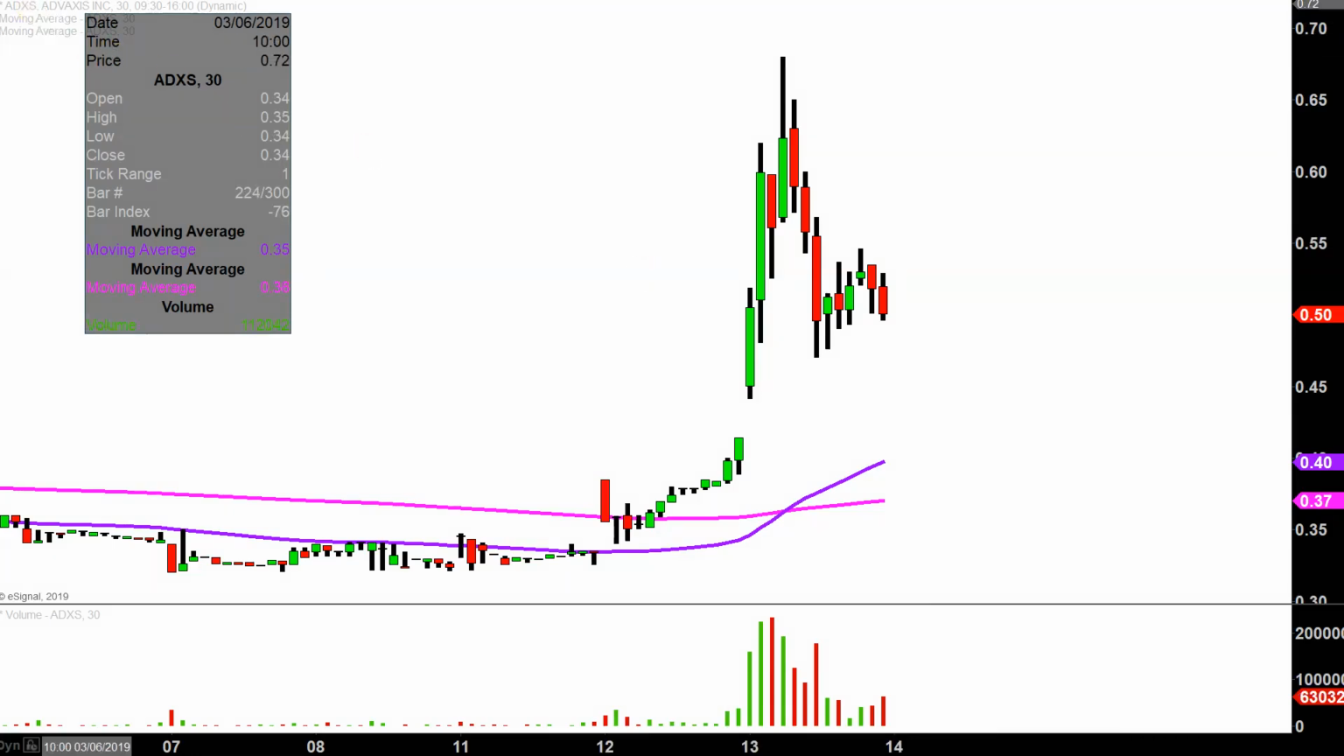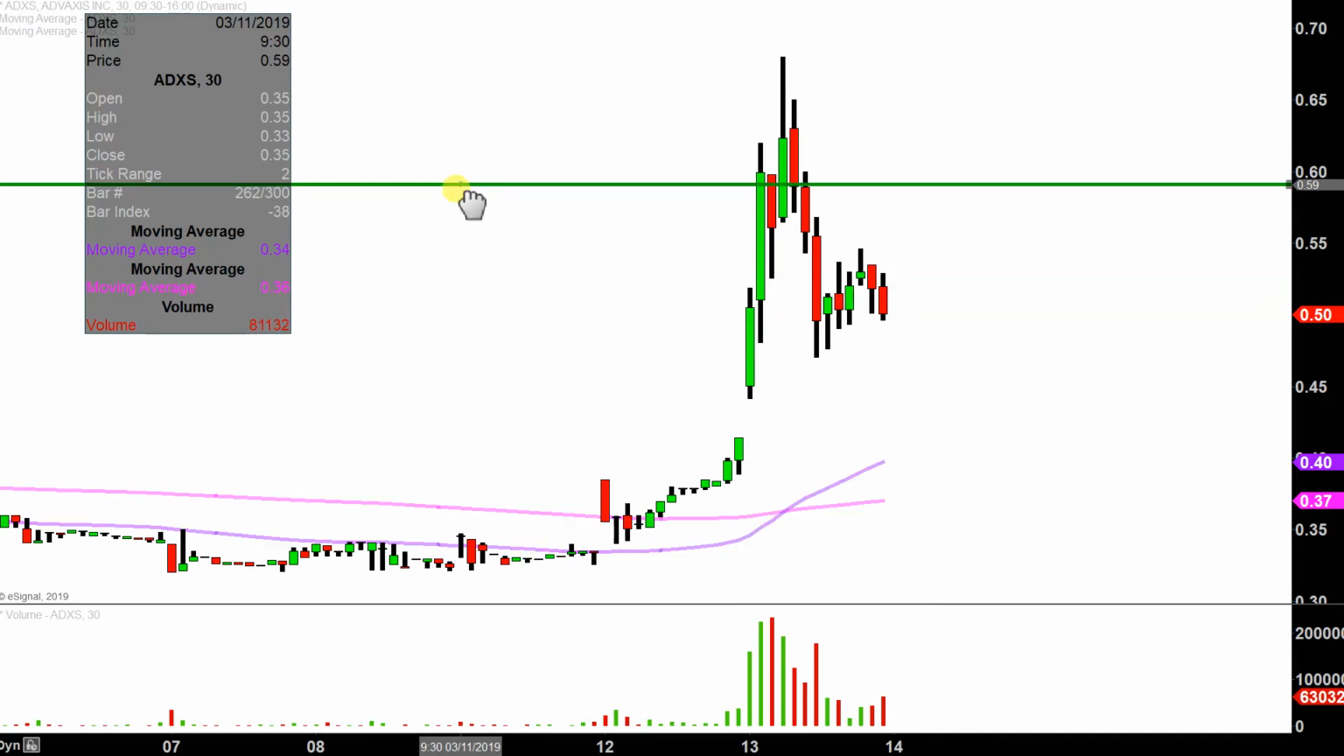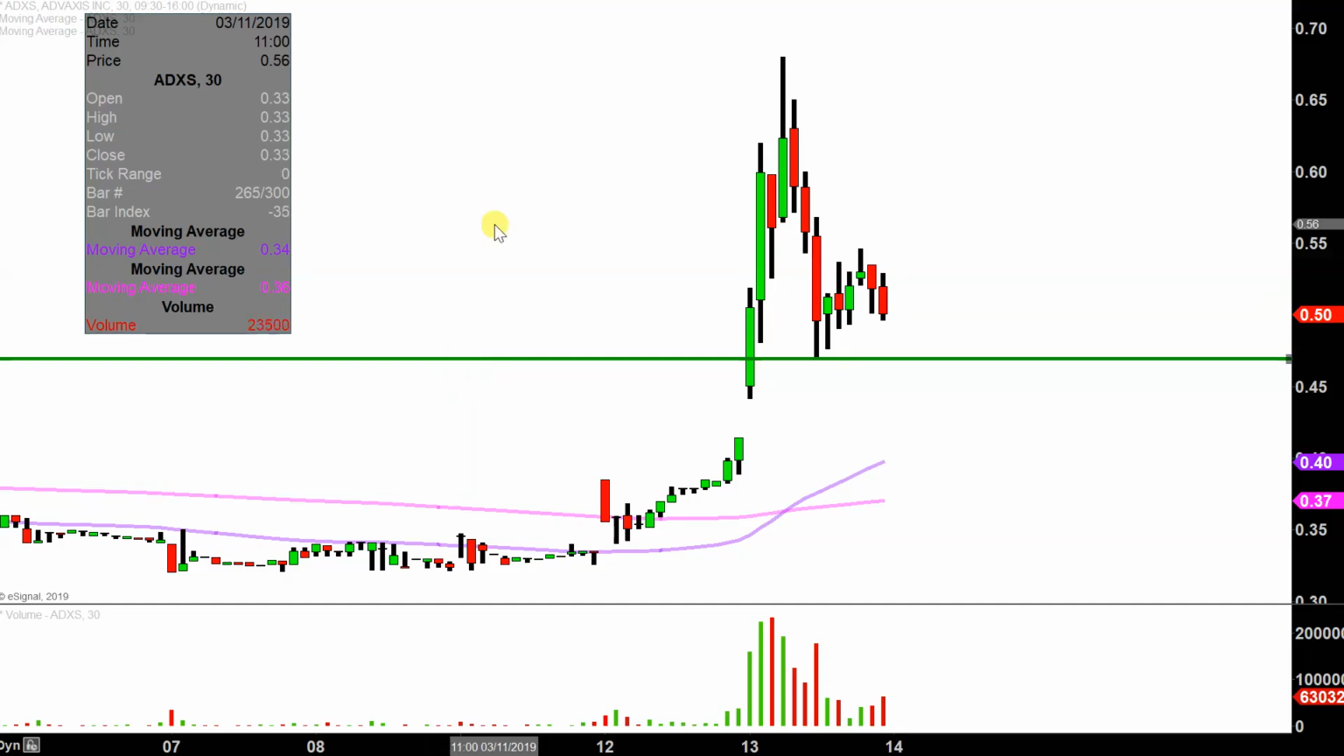First area of support is nothing fancy, nothing complicated. It just comes from the fact that the pullback and the bleeding finally stopped right here at the 47-cent mark. So 47 cents, like I said, for no other reason other than that's where this nasty pullback finally stopped going down, is going to be that initial area of support.